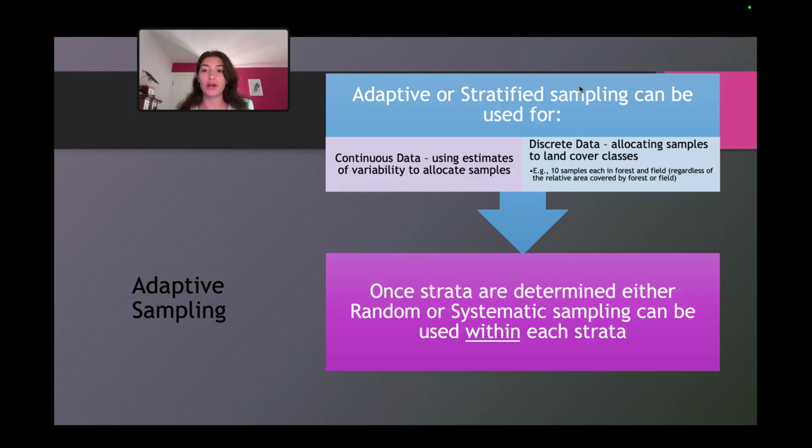So with adaptive or stratified sampling, these can be used for continuous data or discrete data. For continuous data, it's using estimates of variability to allocate those samples. With the discrete data, it's allocating samples to cover land classes. Once your strata are determined, either random or systematic sampling can be used within each of those strata.